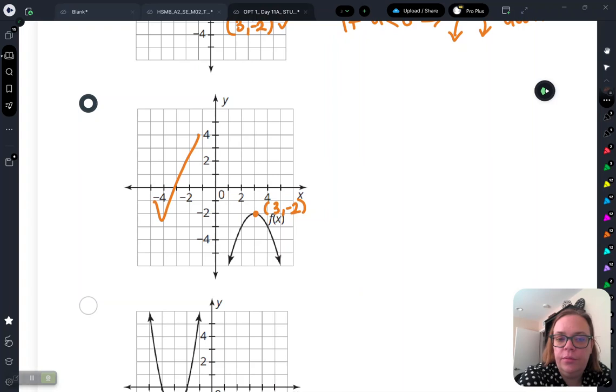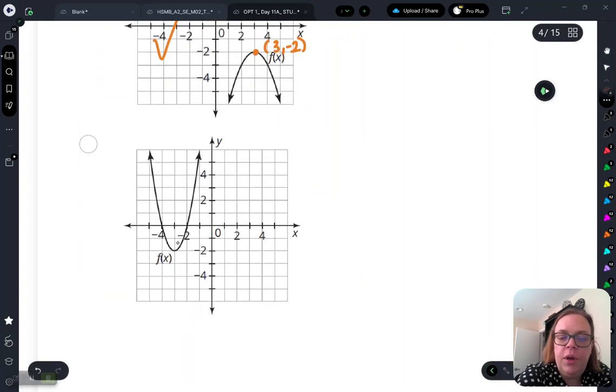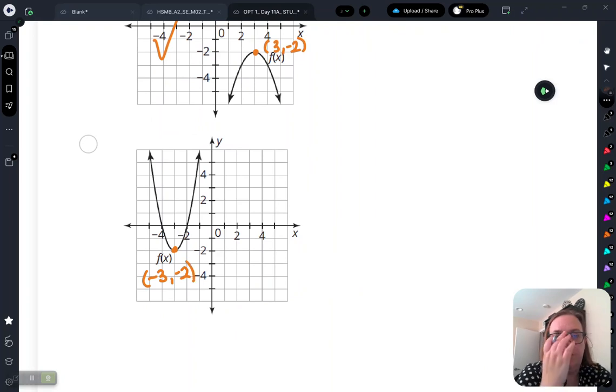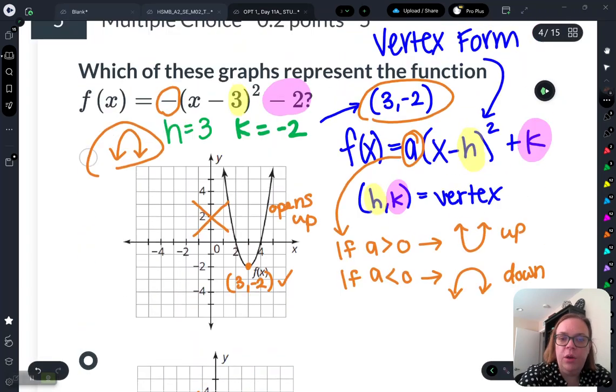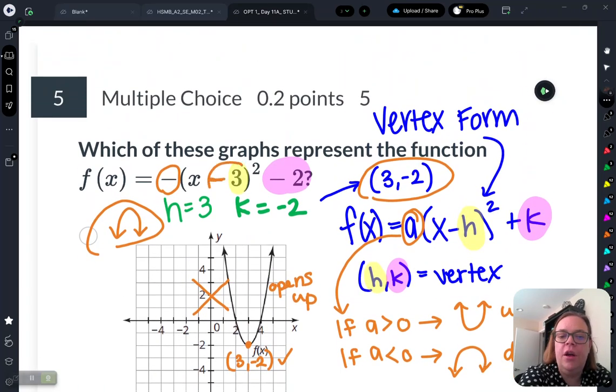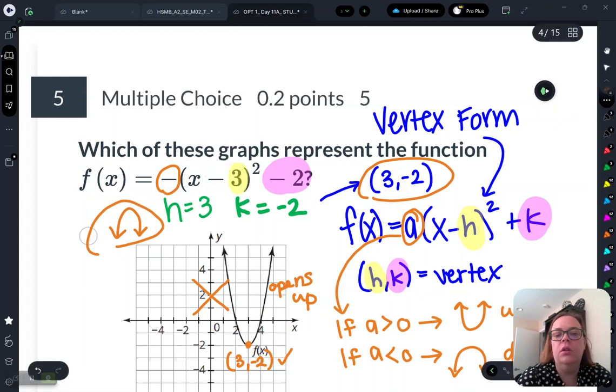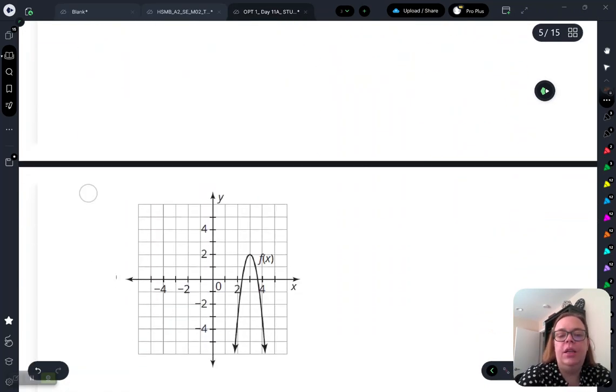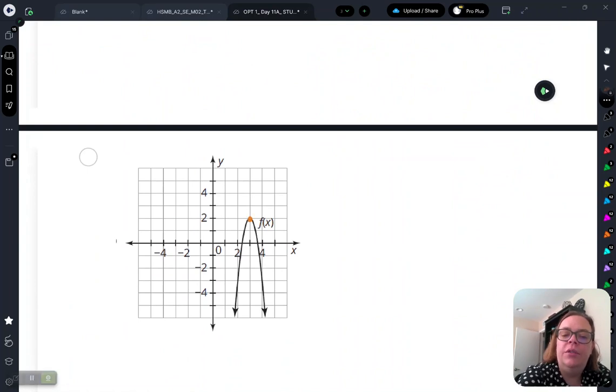This one has a vertex of (negative 3, negative 2). And what they're doing here is they're trying to trip you up on that negative h thing. They want you to look at this negative here and say, oh, h is negative 3, which is incorrect. And then they use this vertex was (3, positive 2), which is making you think that the k has to change sign also, which it does not. Just the h.